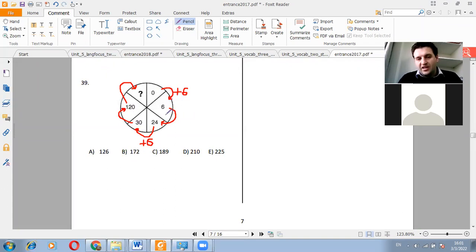So we're not adding here, but we are multiplying. 6 times 4 is 24, and 30 times 4 is 120. So this is how the numbers increase, by adding 6 and then multiplying by 4. Adding 6, multiplying 4, which means that the next step would be adding 6 again. 120 plus 6, you get 126.